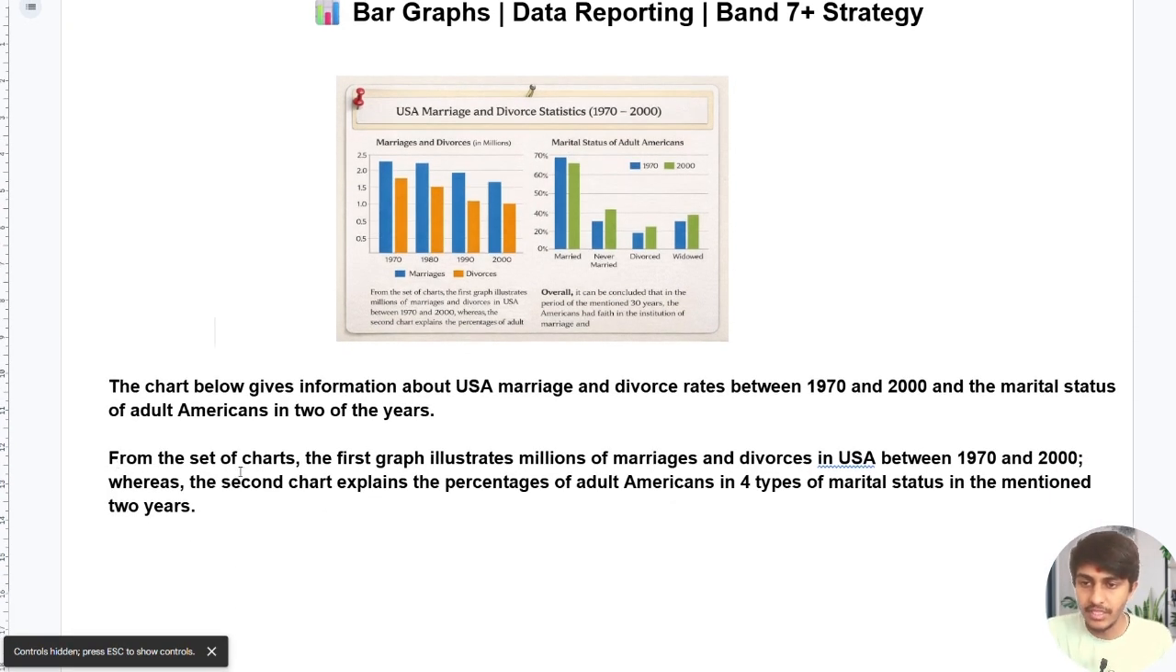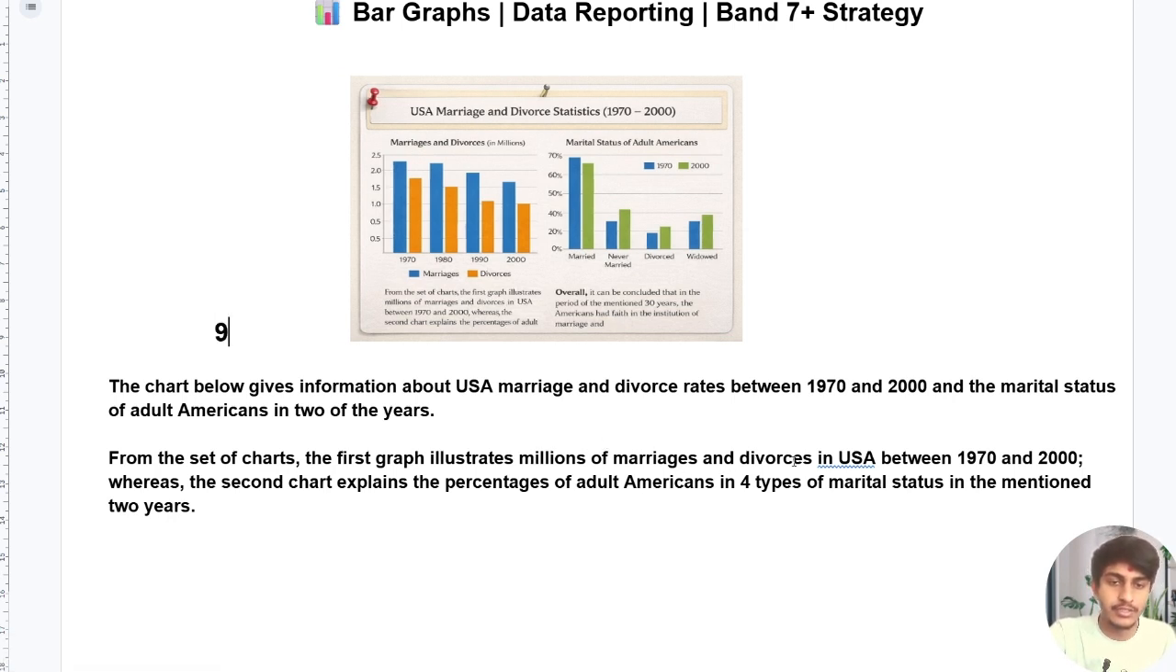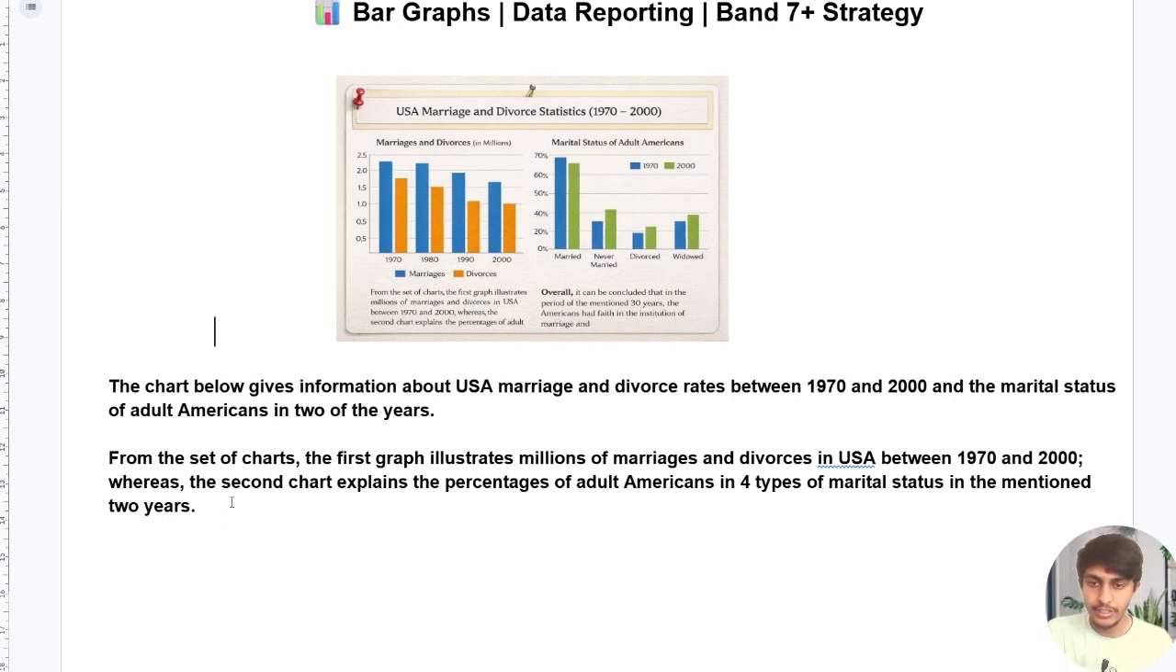So from the set of charts, the first graph illustrates millions of marriages and divorces in USA between 1970 and 2000, whereas the second chart explains the percentage of adult Americans in 4 types of marital status in the mentioned 2 years. So it is body paragraph 1. I will explain: this paragraph is doing a very intelligent job. Many students skip this step and directly jump into the numbers. That is a big mistake.